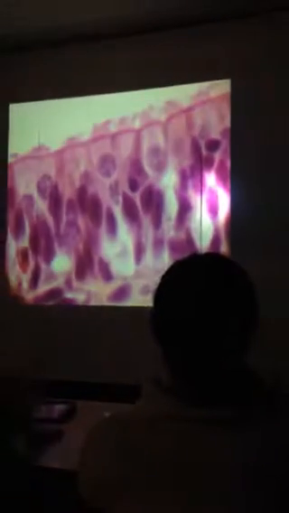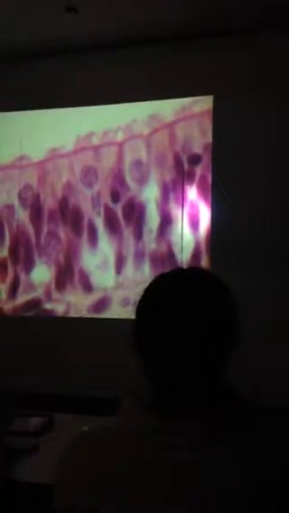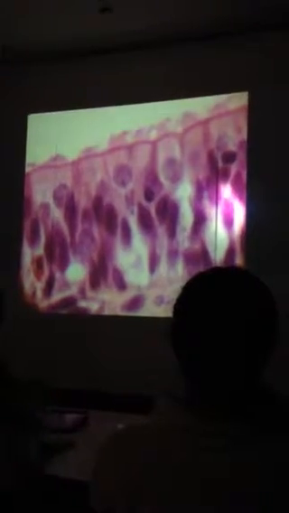Stratified ciliated columnar epithelium. That's all you need to say. I don't see any mucus secreting goblet cells. Okay, what organ?